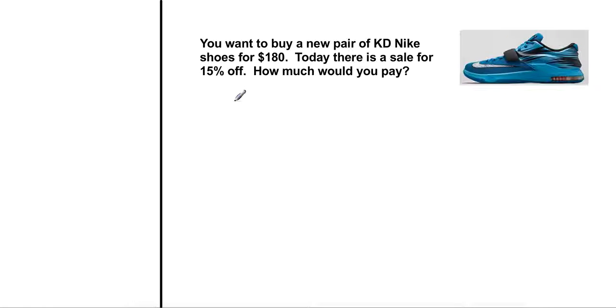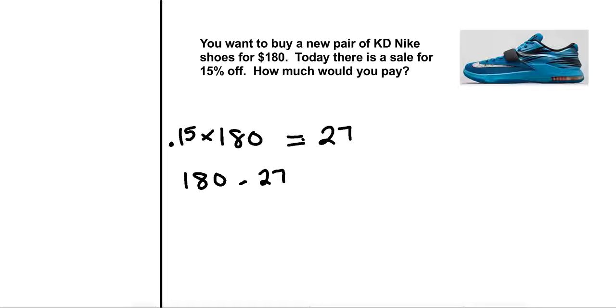Last one. A pair of new Katie Nike shoes, I'm making these up again, is $180. I need to find 15% of it. So let's find out how much I saved. I'm saving $27. So now I can take 180 minus my 27. And I get 153.